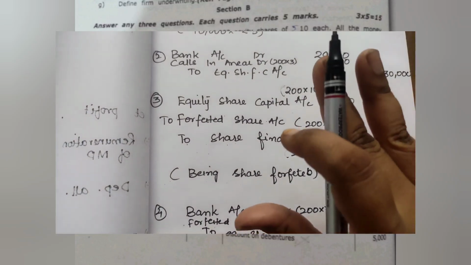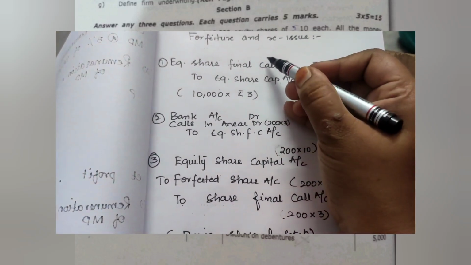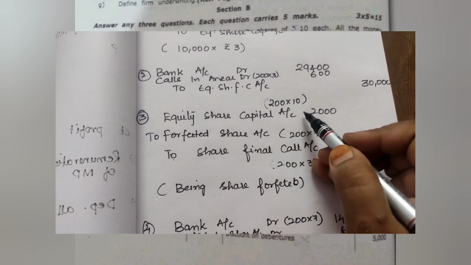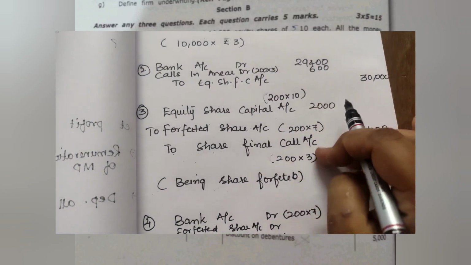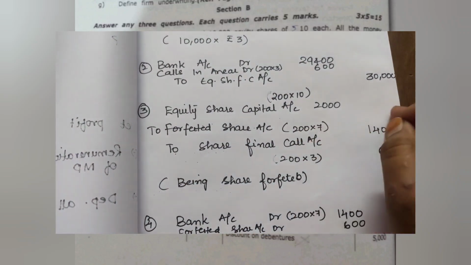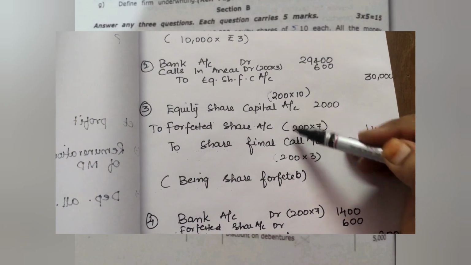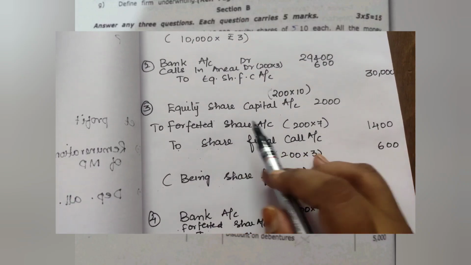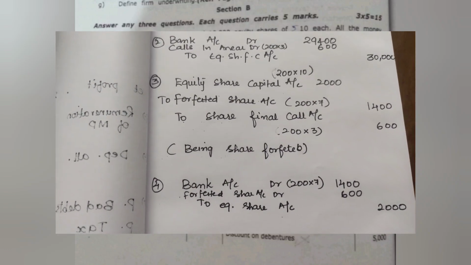You need to understand it clearly: the forfeiture entry must be written in an opposite manner, which is Equity Share Capital Account debit to Share Final Call Account and to Forfeiture Share Account. You may also write Forfeiture Share Account first, then Share Final Call Account. But this is important: on the credit side you need to add one more entry, which is forfeiture. Now we have forfeited the shares.